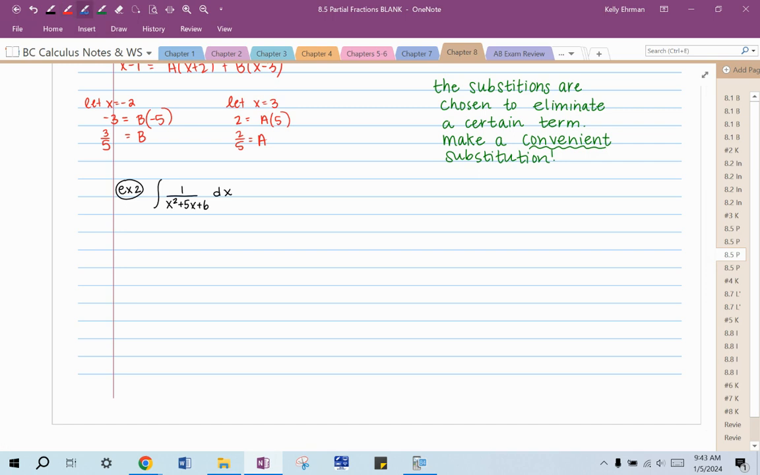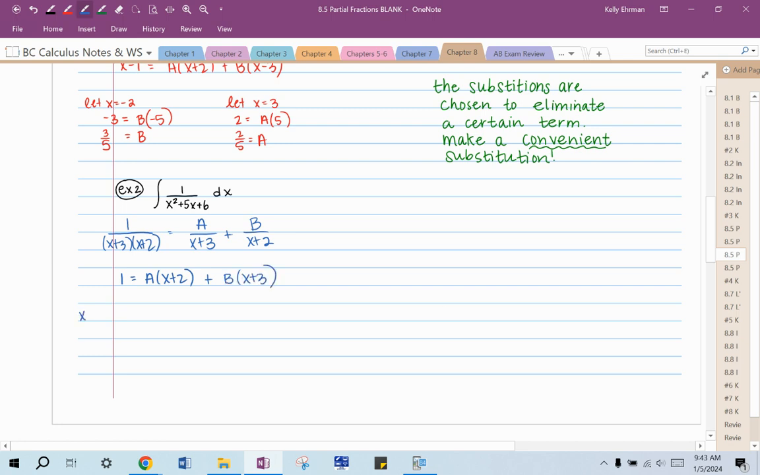This is 1 over, factor this, x plus 3 times x plus 2. That's equal to some sort of a over x plus 3 plus some sort of b over x plus 2. Order does not matter here. If you've reversed these, we're going to get the same coefficients in the end. Multiply by the least common denominator. That leaves us with 1 equals a times x plus 2 plus b times x plus 3.